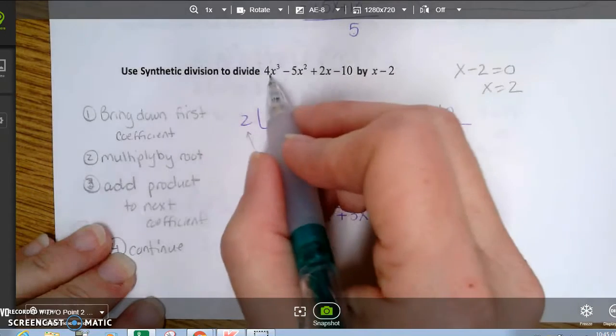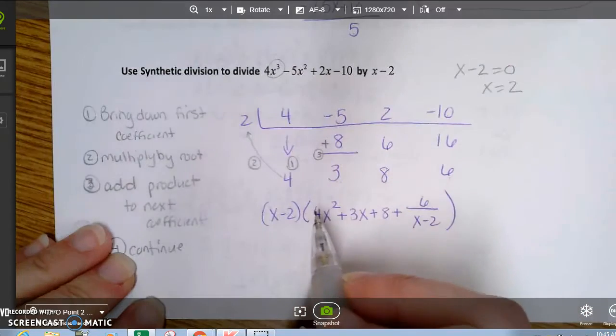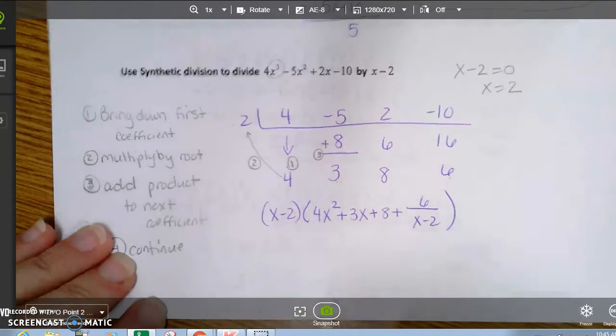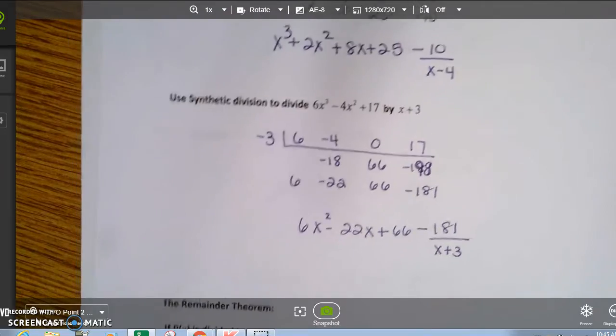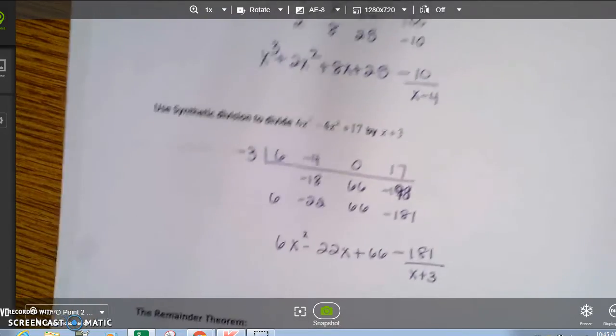Since I started with x cubed, my next step will be x squared. And then this is how I can, what we call, decompose the polynomial. Okay, so let's try another one.